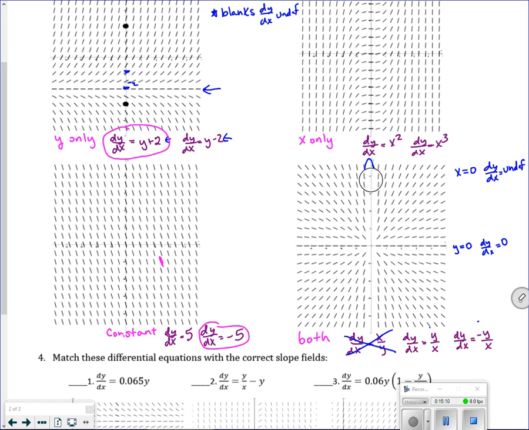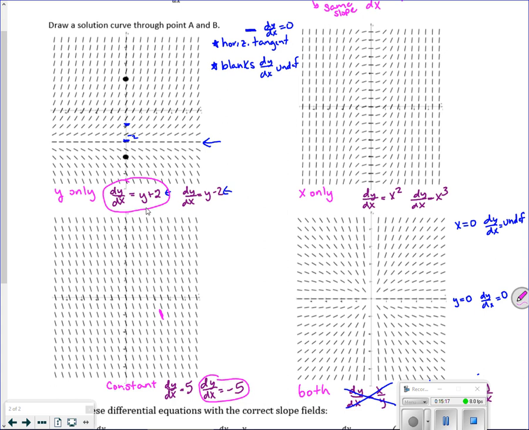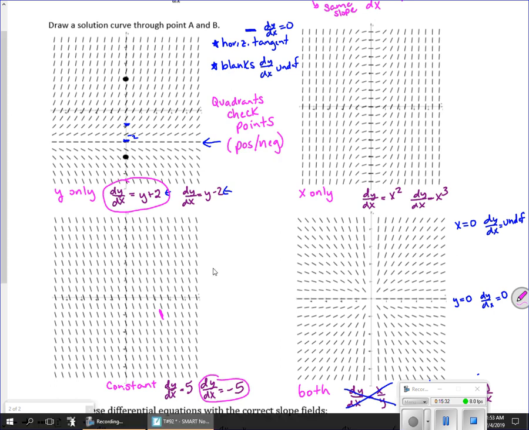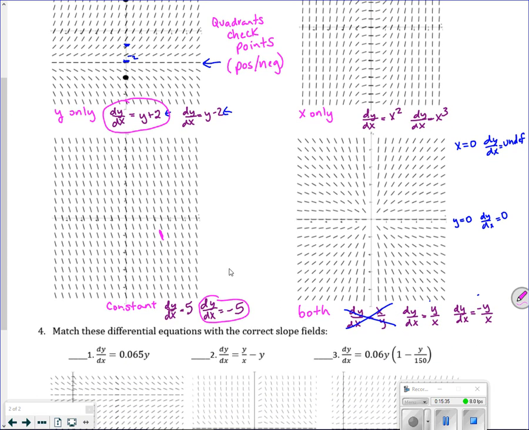So how do I pick which one it is? The last thing I look at is I get in my quadrants and check points until I can eliminate one. Okay, in other words, positive and negative. So I get in a quadrant, I pick a point. So let's just pick a point over here. If I picked a point in a quadrant, and that was just random, I could have done quadrant 1, 2, 3, 4, until I can eliminate.